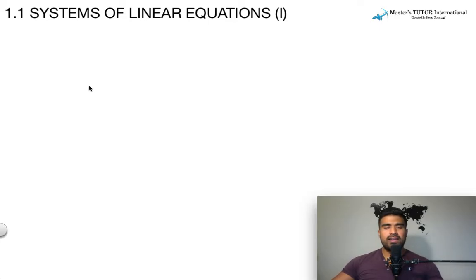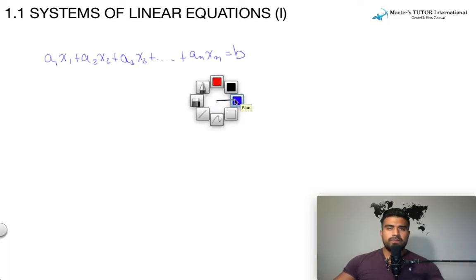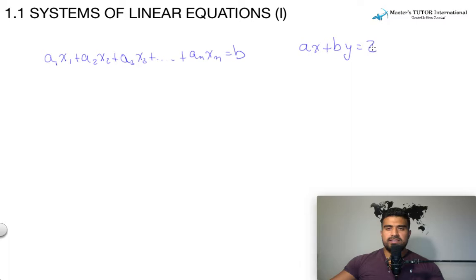Okay, a linear equation in the variables x1, x2, x3 till xn is an equation that can be written in the form a1 x1 plus a2 x2 plus a3 x3 and so on till an xn equal to b. This is the general form of a linear equation. For example, you have to relate what you knew before. One equation that you know can be written in this way, ax plus b equals z, or another equation that you know, for example, 3x plus 1z equals 4y.